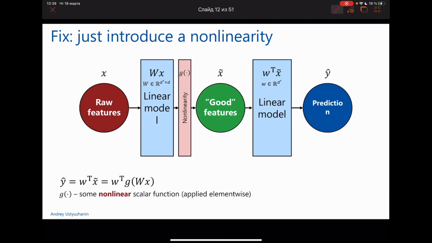So to make things a little more sophisticated, we can add a nonlinearity layer that would not allow to collapse two linear models together into a third linear model. So if we say that x wave is g, which is some nonlinear scalar function, applied element-wise to the wx, then it is no longer a simple linear regression. It is something else.